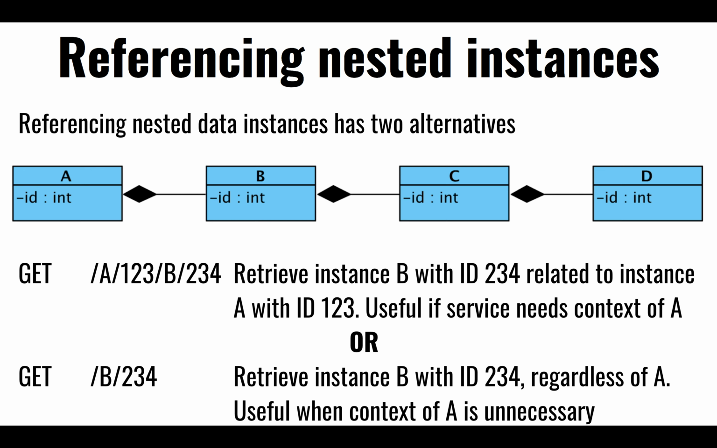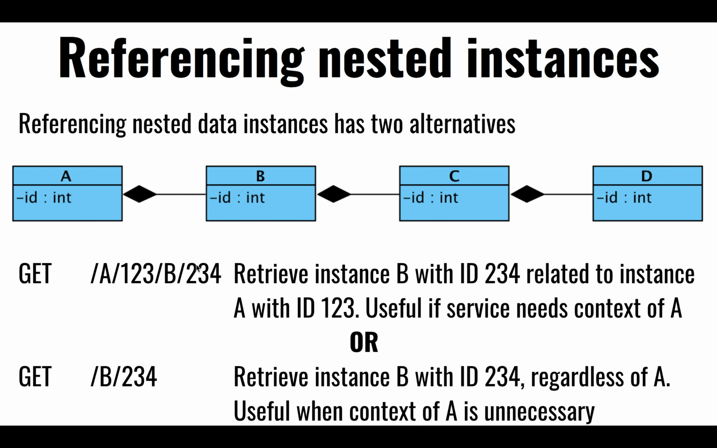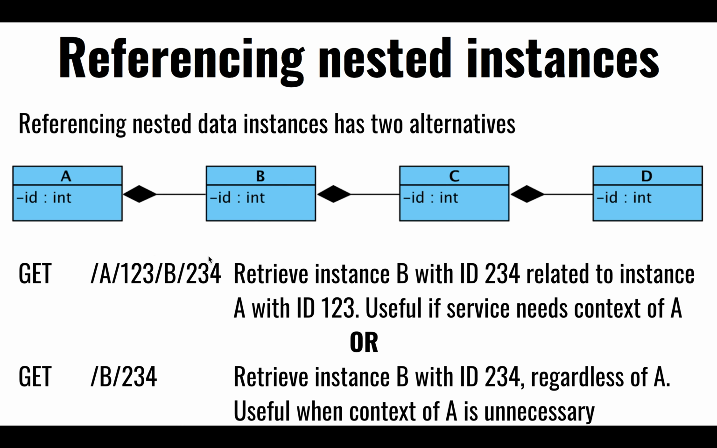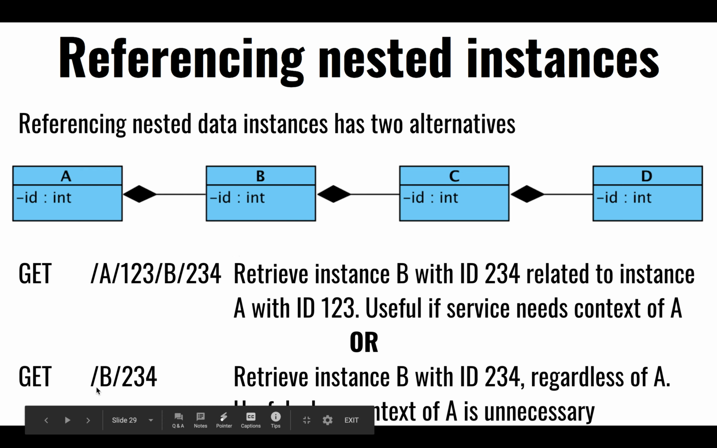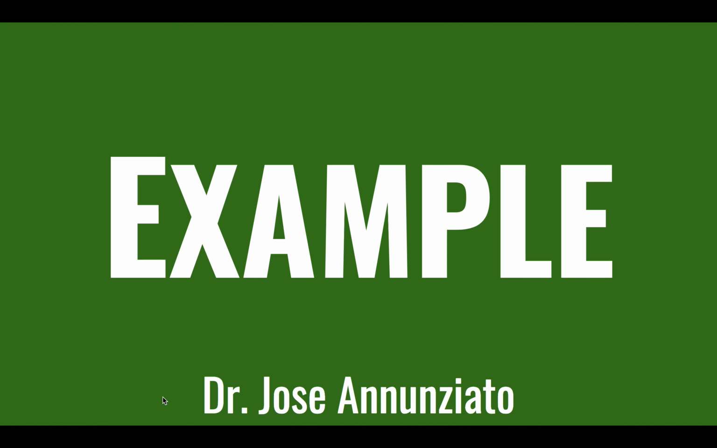A couple of other ideas here is that you could go a little further and say, well, what if I want to relate to a particular instance in B that belongs to a parent that has a particular ID 123. So there's two ways of doing it. One way is to navigate down to the parent, and then to the child. Or since you know that 234 is already a primary key for that particular instance, you can just say /B/234. Okay. All right. Let's take a look at an example.